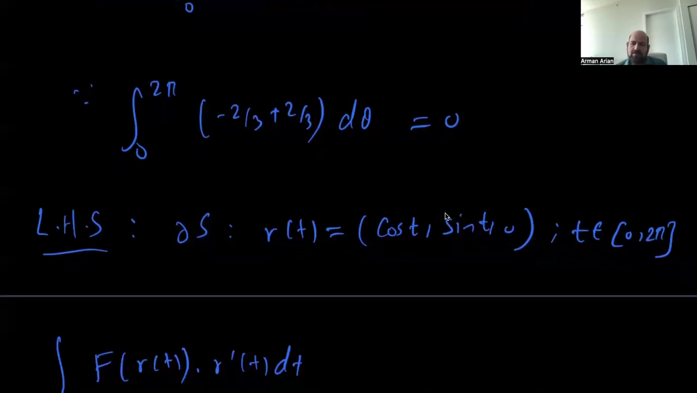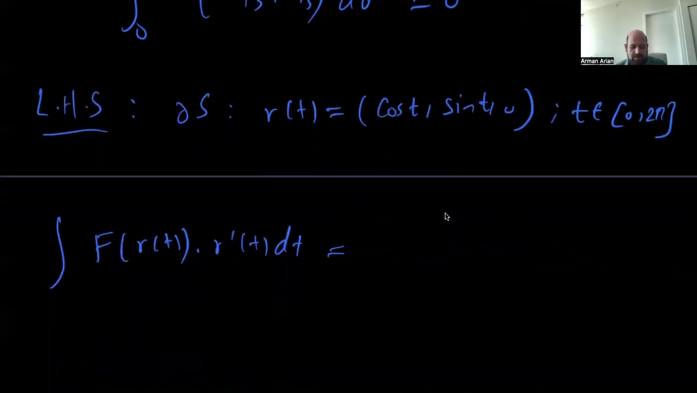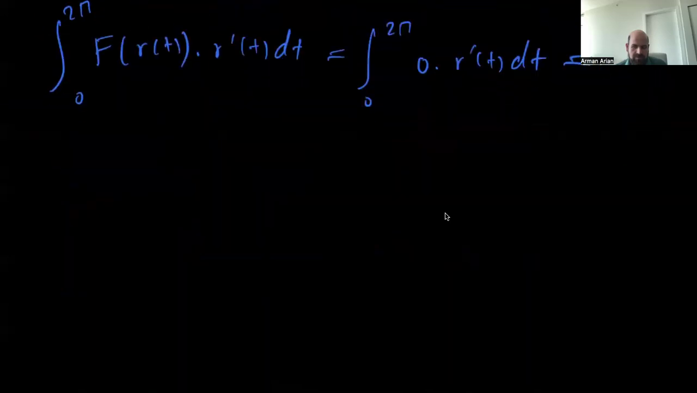All three coordinates of f contain z, and z is 0. So all coordinates of f on R, on the curve on the boundary, become 0. In other words, f of R of t becomes 0. So this becomes the integral from 0 to 2 pi of 0 dot R prime of t dt, and this is 0. Therefore, we show that the left-hand side equals the right-hand side equals 0.